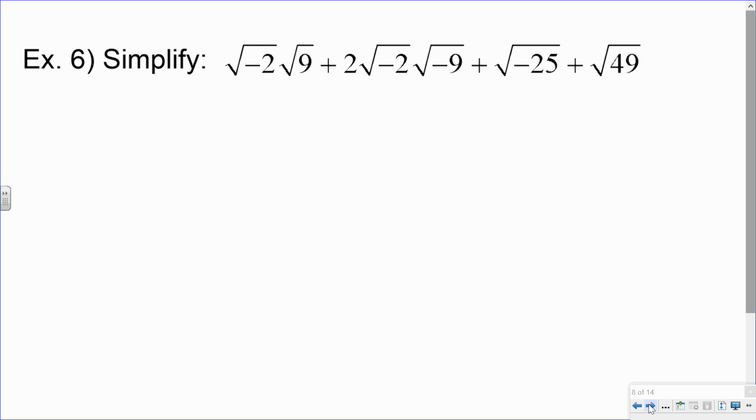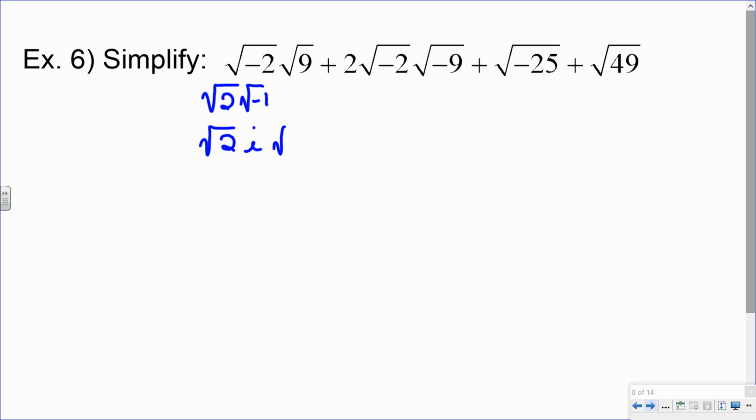Sometimes our imaginary problems will be things that have square roots of negative numbers in there. So the first step is always going to be to rewrite the square root of a negative so we have an i instead. So the square root of negative 2 is the same thing as the square root of 2 times the square root of negative 1. So it's going to become square root of 2 times i. We don't need to write down the square root of negative 1 every time. You can just go root negative 2 is root 2i.